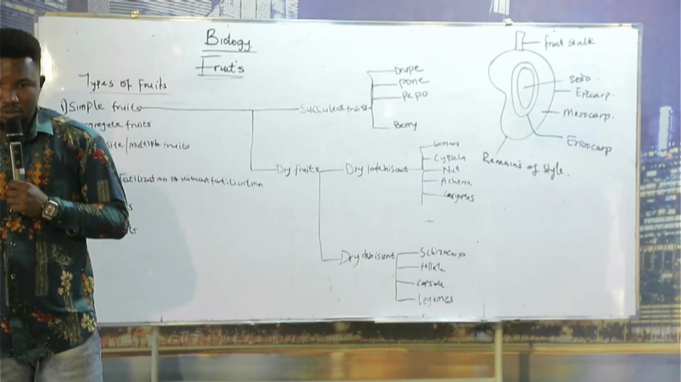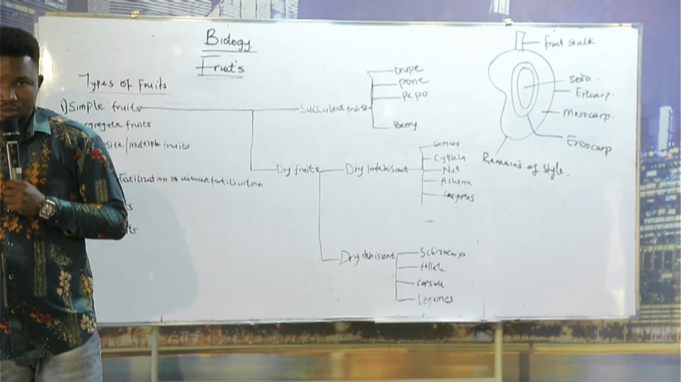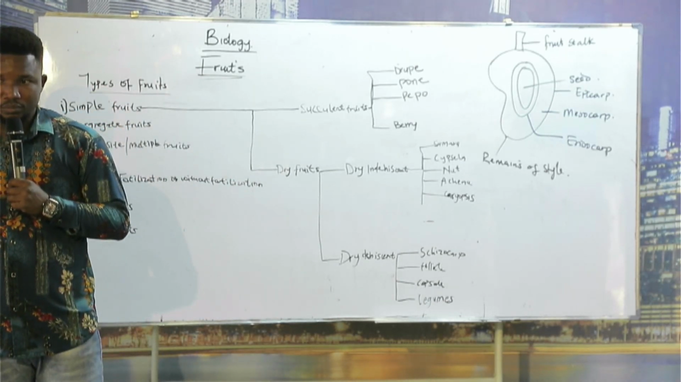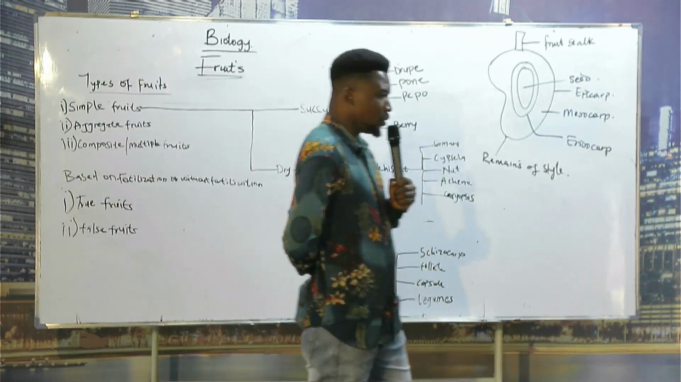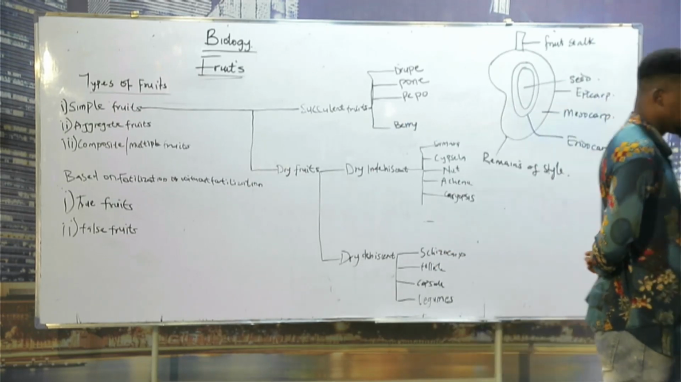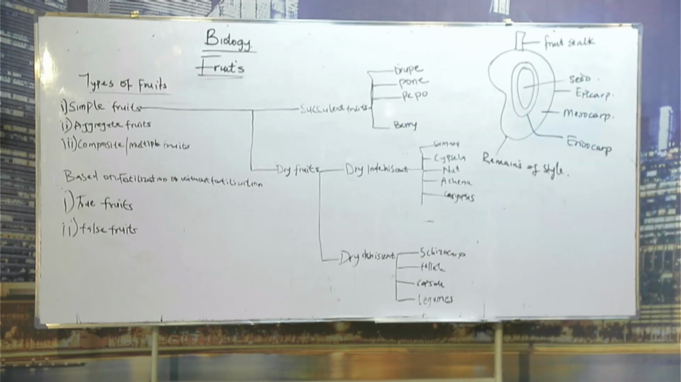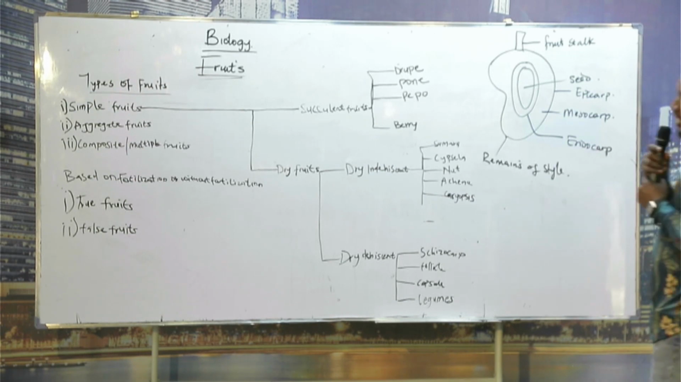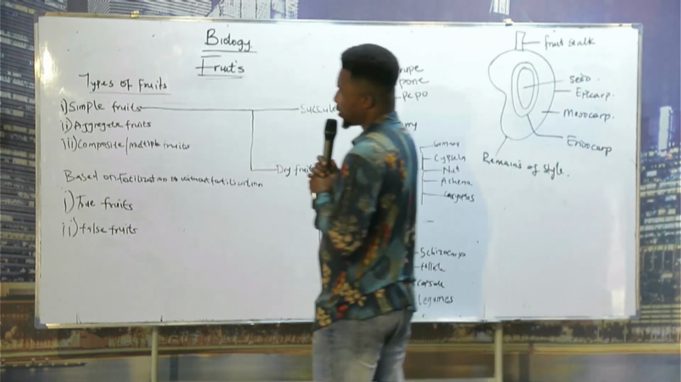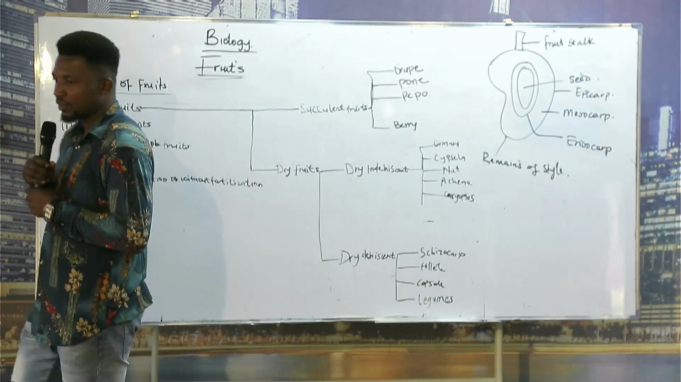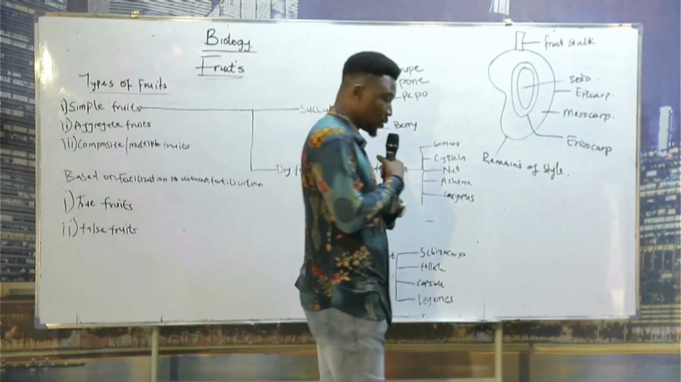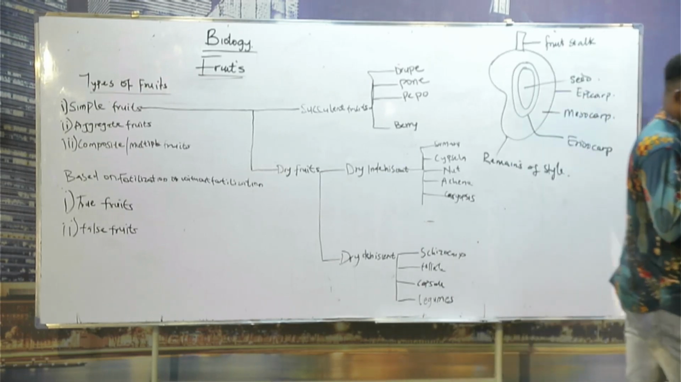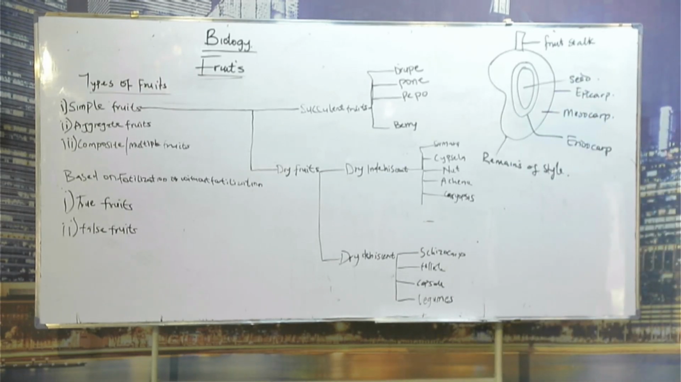Are we good to go? The fruits are divided into fruitlets. Example, let's just write strawberry before we continue. Strawberry. You know blackberry?